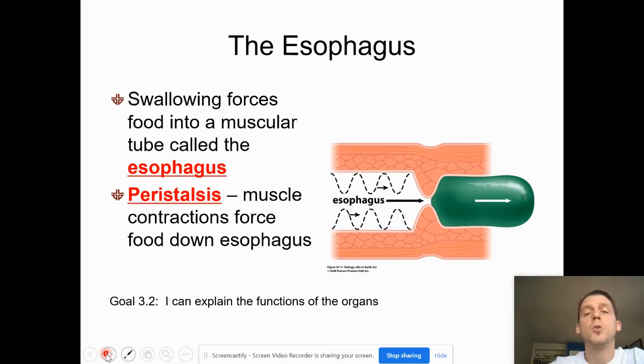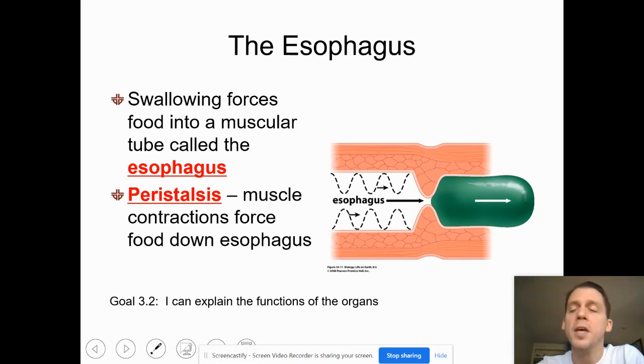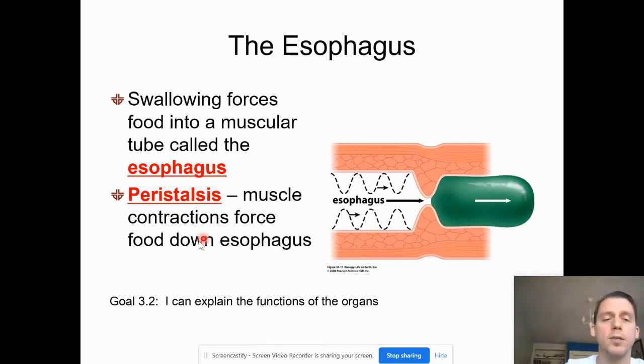Your esophagus is a tube, and then right here, the beginning of the esophagus pinches shut like you see, and as it pinches shut, it pushes the food forward. So your food doesn't actually fall down your esophagus thanks to gravity. What happens is your esophagus pinches and pushes the food down. And this process is called peristalsis. This is a term you should know. Peristalsis is used by the esophagus to force food down into your stomach.